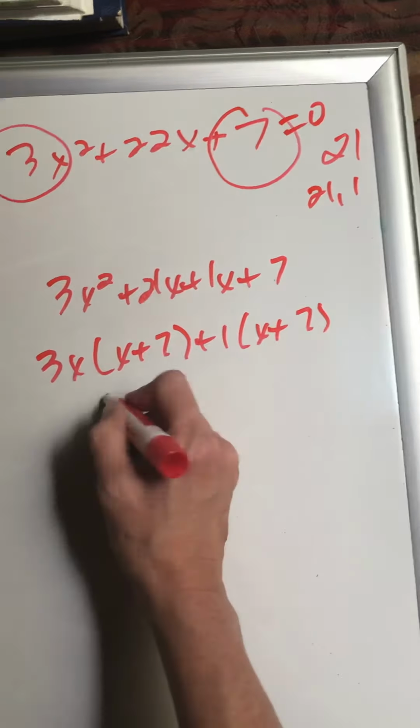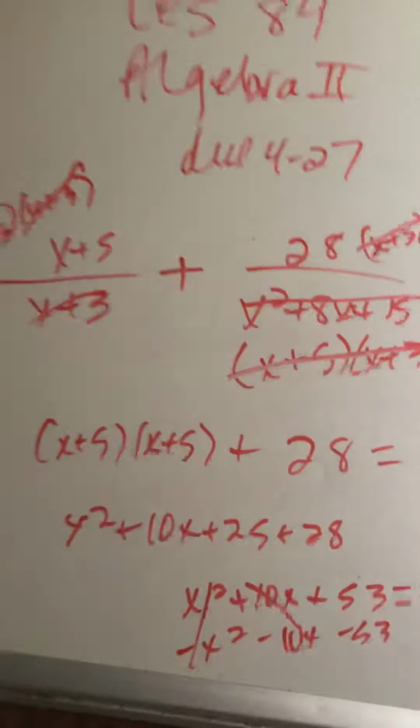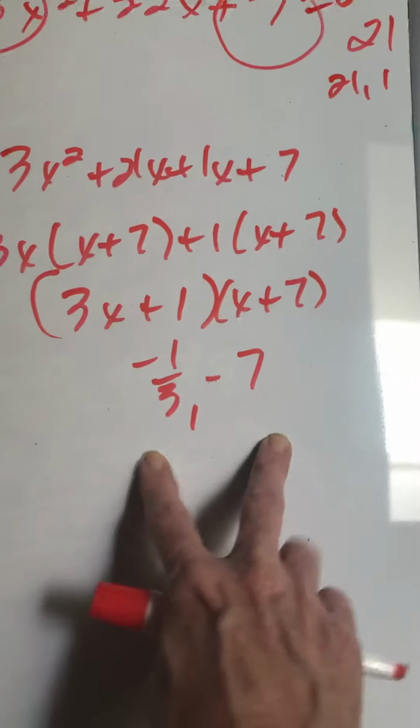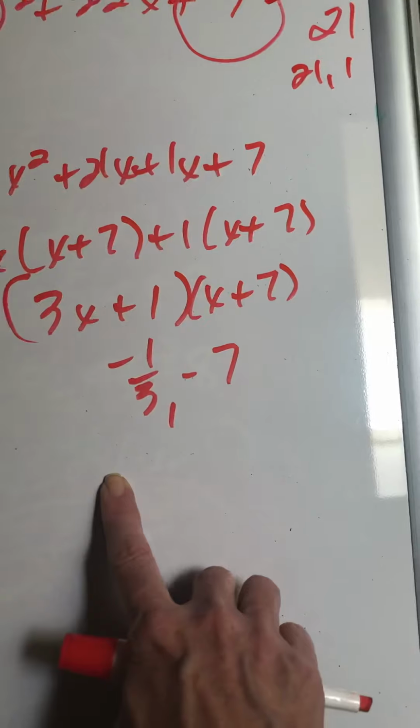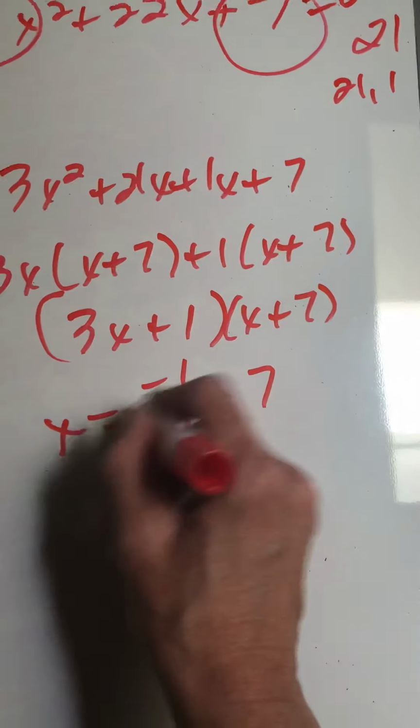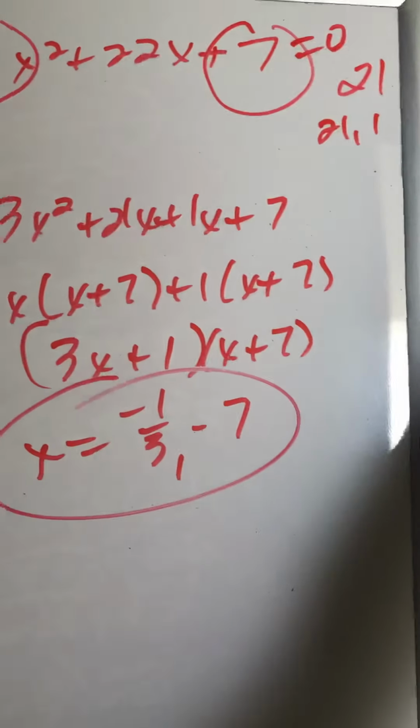So negative 1/3, negative 7. Hopefully neither one of these make it 0, which they don't, because it's x plus 3 and it's x plus 5x plus 3. So the only issues would be a negative 3 or a negative 5. So there are my two answers on that one.